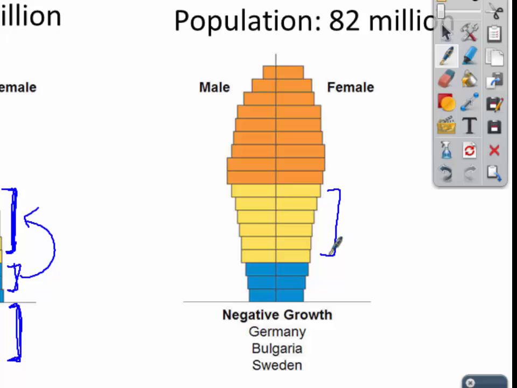There's a certain number of reproductive people, but check it out. There's less pre-reproductive people. So when they get to reproduce, there's going to be less offspring. So what we see is with each generation, less and less people, and unfortunately, there's more of an elderly generation. So places like Germany, Bulgaria, Sweden, they are experiencing negative population growth where there's more older population.